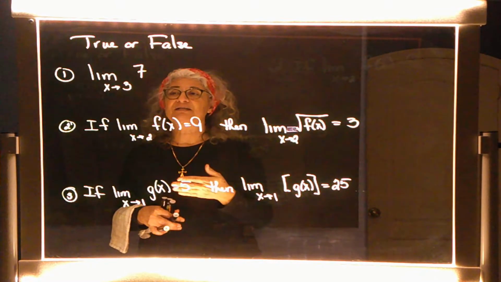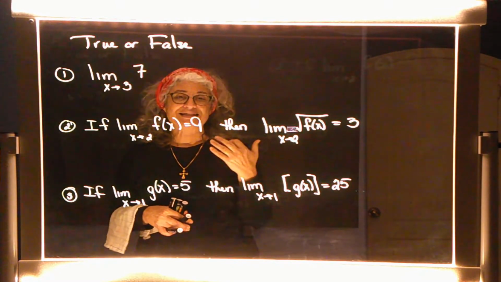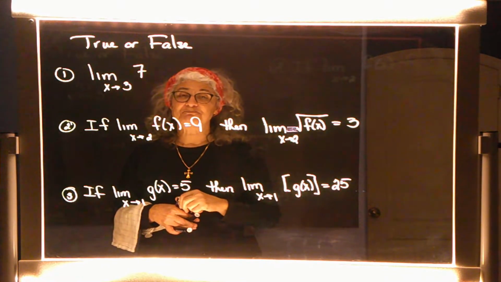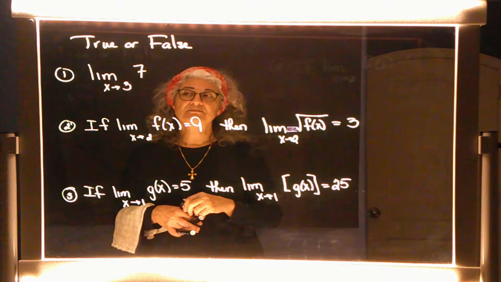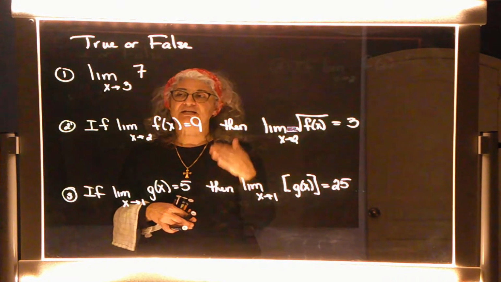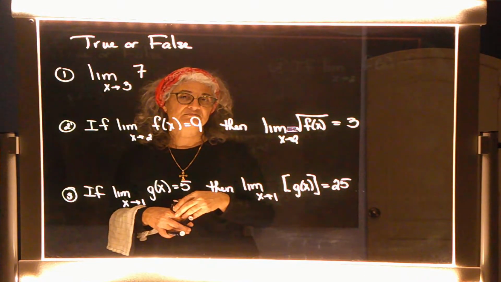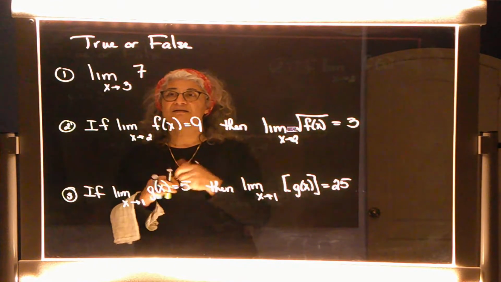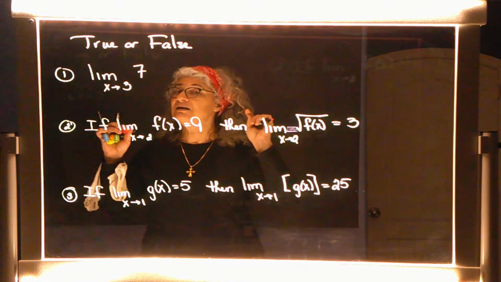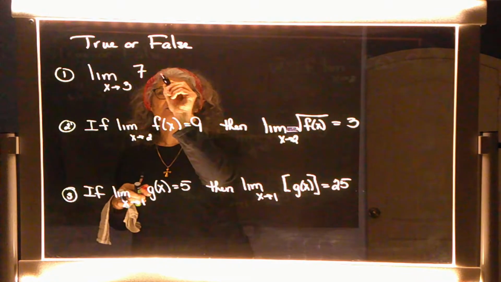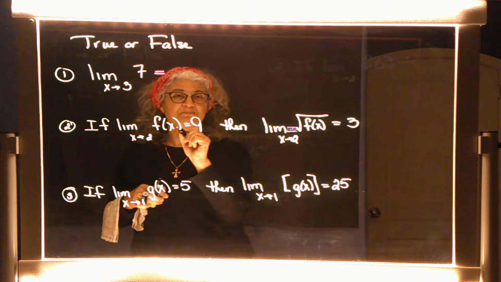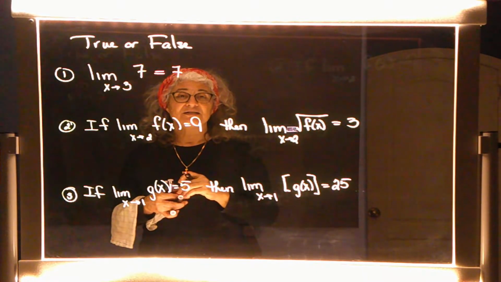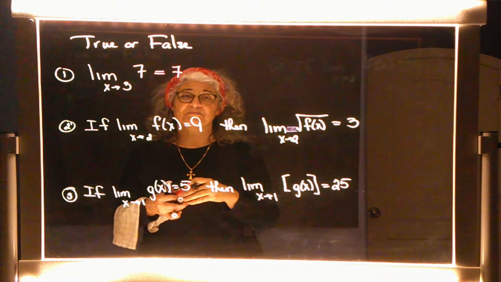They're asking me to take the limit as x approaches 3 of the number 7. Do you see an x with that 7? Neither do I. So if there's no x with that 7, can I plug that 3 in? No, you're right, I can't. Which means in this particular case, 7 is a constant, so your answer should be 7. Because the limit of a constant is a constant.